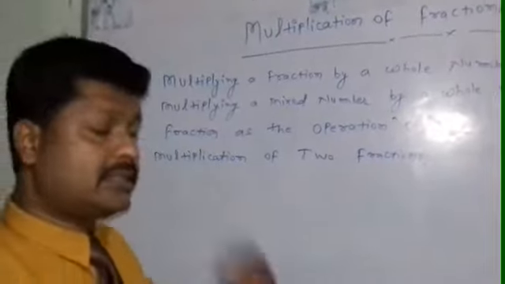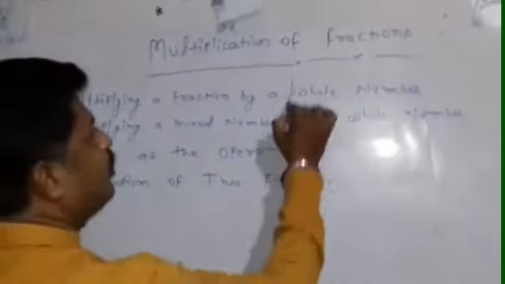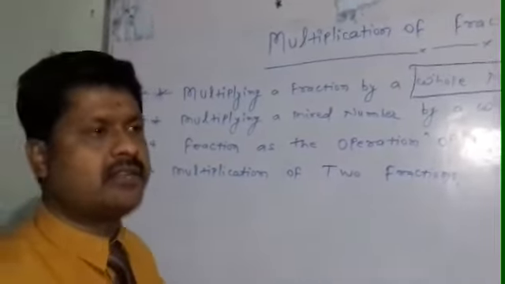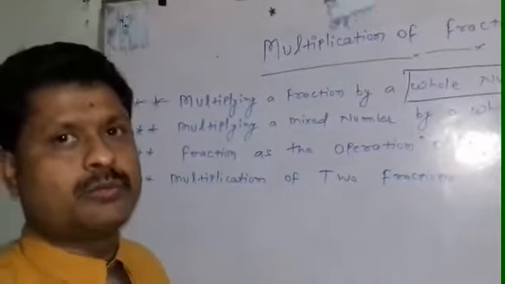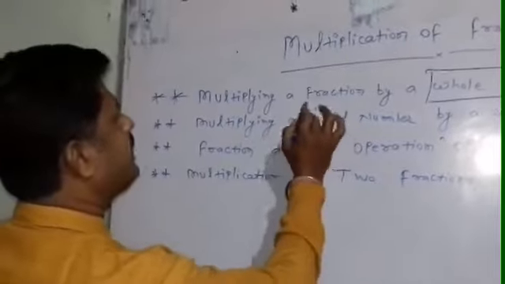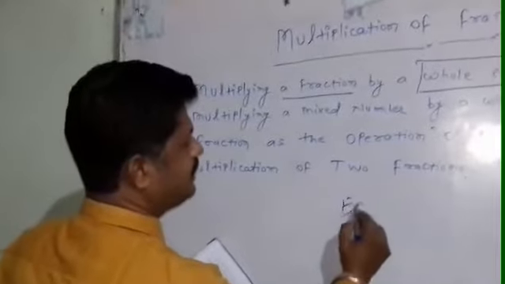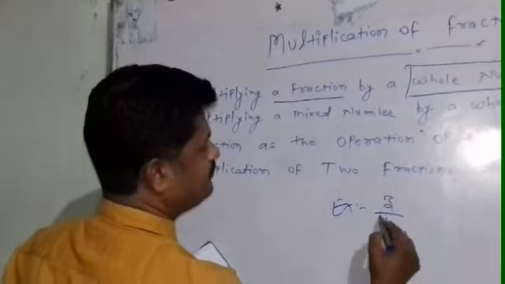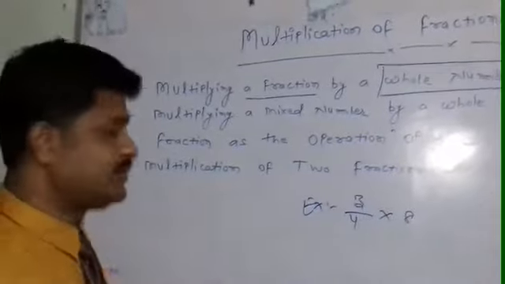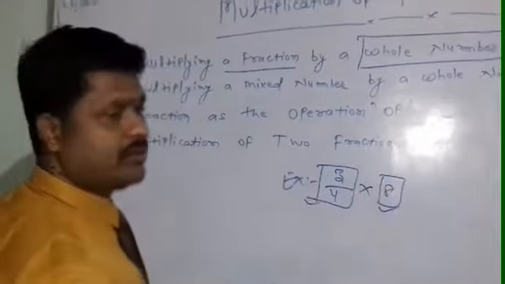Okay, let's start. Multiplying a fraction by a whole number. You all know very well about a whole number. I think whole numbers always start with 0. Here we will study multiplying a fraction, any fraction. Suppose, for example, 3 by 4 is to be multiplied with 8. Here this is a fraction and this is a whole number.